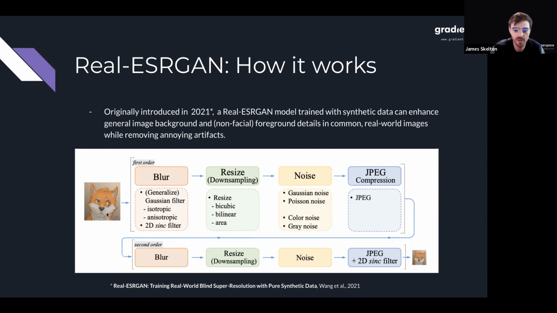And I've got a diagram here showing how that works, which in practice is an evolutionary step on from the original ESRGAN, where it takes what's called a high order degradation process to model practical degradations in the image and uses sinc filters to model common ringing and overshoot artifacts.